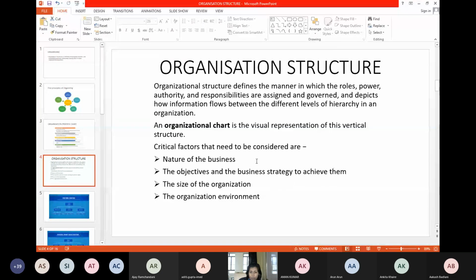First thing is the nature of the business. As you know, the organization structure can vary from business to business. Organization structure in a military organization, in an educational institute, and in a manufacturing company. Do you think all of them would be the same? Yes.